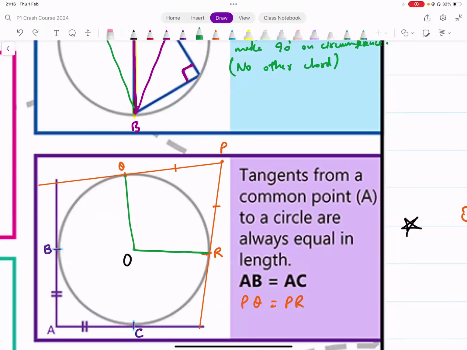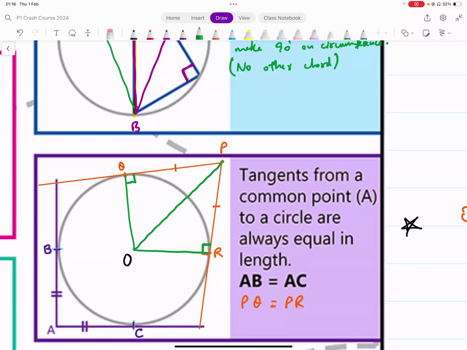Now, you know that PQ is tangent, OQ is radius, and a tangent and radius make 90 degrees with each other. So these angles are 90. You're also going to do another thing. Once you're done with making the kite here, you're also going to join these points, O and P, like this.